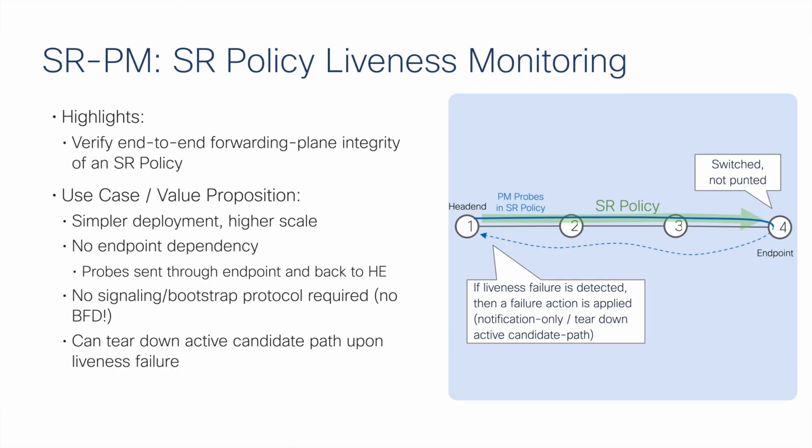Like was the case before, the idea is to provide a simpler deployment at high scale, this time for monitoring liveness over an SR policy path. And like before, we also like to remove any endpoint dependency. The probe packets used for liveness are simply switched back by the endpoint back to the head end. There is no signaling, there is no bootstrapping of a protocol required for the liveness monitoring. There is no BFD being used for the liveness monitoring. We are removing dependency on the protocol. We are simplifying the operation of the probe.